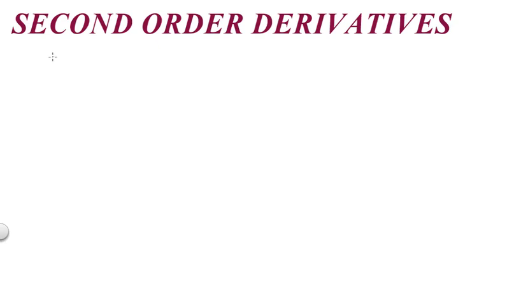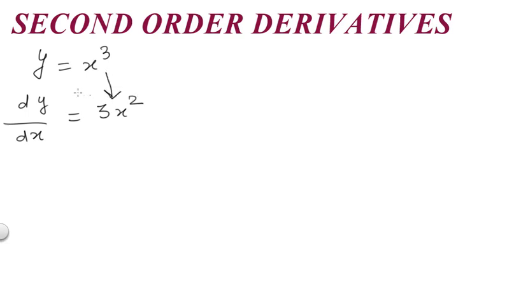second order derivative now. To understand second order derivatives, let us first take an example. Consider the function y is equal to x cube. When you differentiate y with respect to x, we get d by dx of y equals 3x square. Now you observe the first order derivative of y with respect to x is 3x square, which is itself a function of x only. Clear? Now we can differentiate this function again.